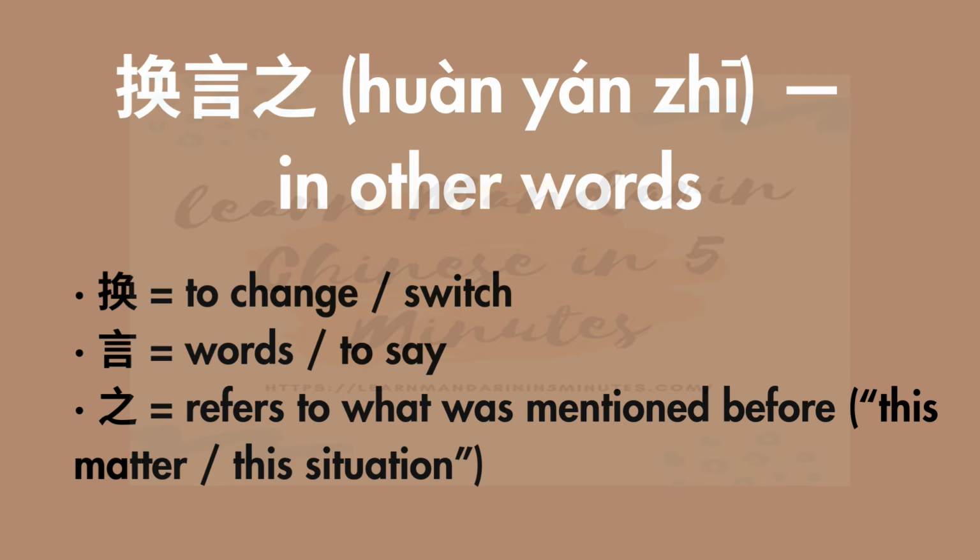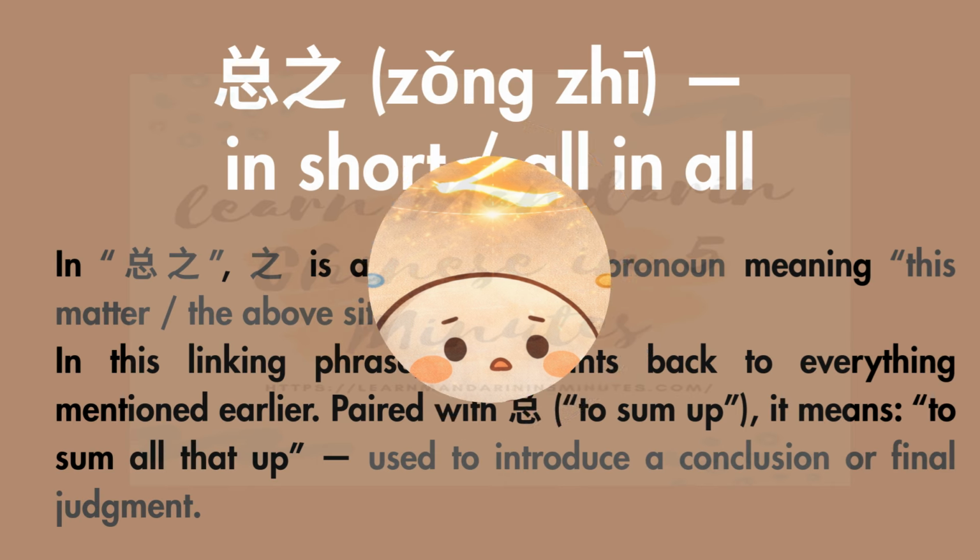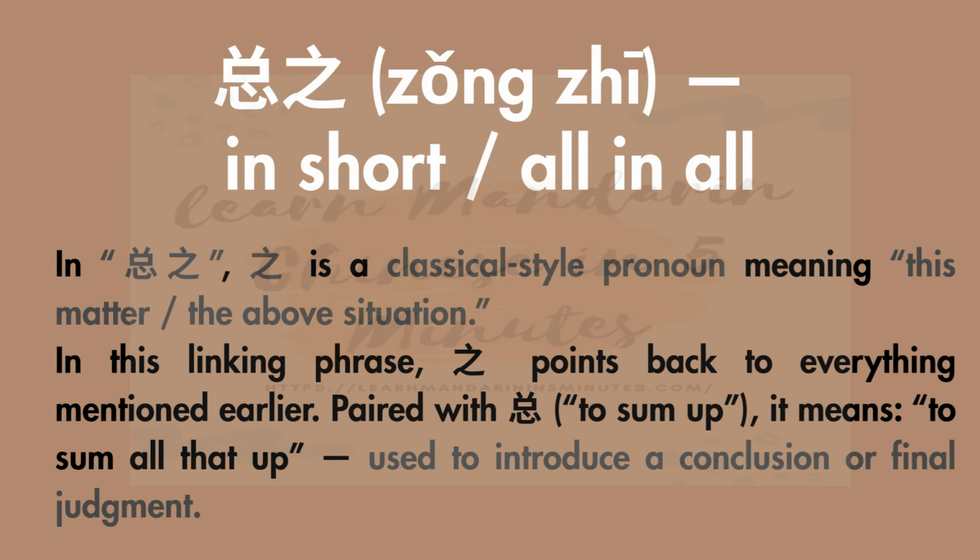换 means to change or switch. 言 is words or to say. 之 refers to what was mentioned before. So 换言之 is to switch the wording of what I just said, or in other words. 他很节俭。换言之，他不喜欢浪费钱。In 总之，之 is a classical style pronoun meaning this matter or the above situation.